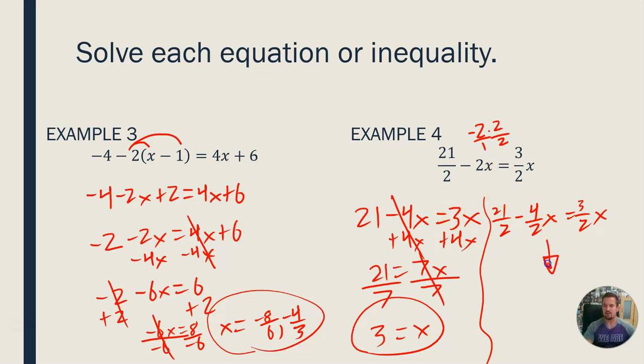So you could finish solving this way, add 4 halves x to this side, which would give me 21 halves equals 7 halves x.